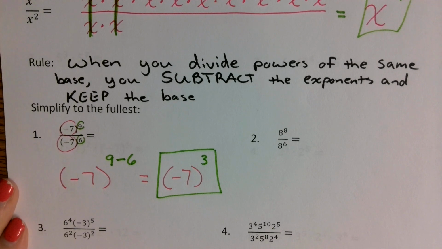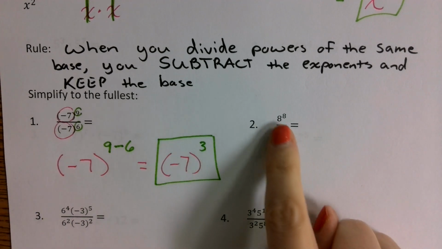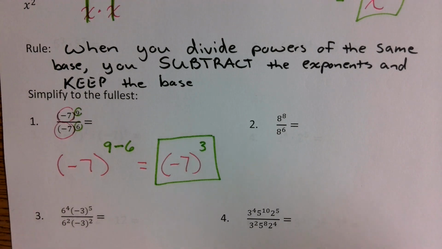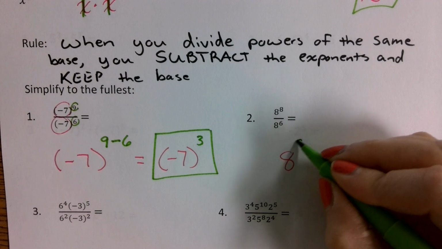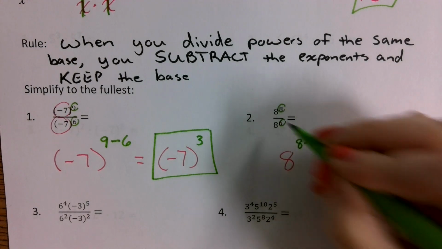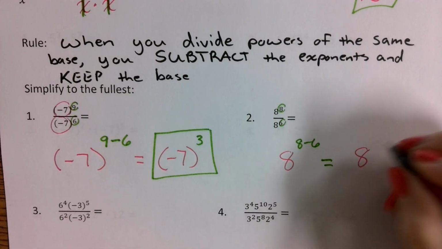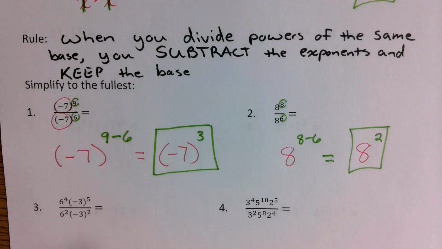Okay, if you happen to have several different bases, then again, you only subtract exponents of like bases. They have to be identical bases. Let's take a look at problem number 2. We have 8 to the 8th over 8 to the 6th. What's our base going to be? 8. Okay, and then we're just going to do 8 minus 6. We're just going to subtract those exponents. So we get 8 to what power? We don't say to the 2 power. We say to the 2nd power, or 8 squared.